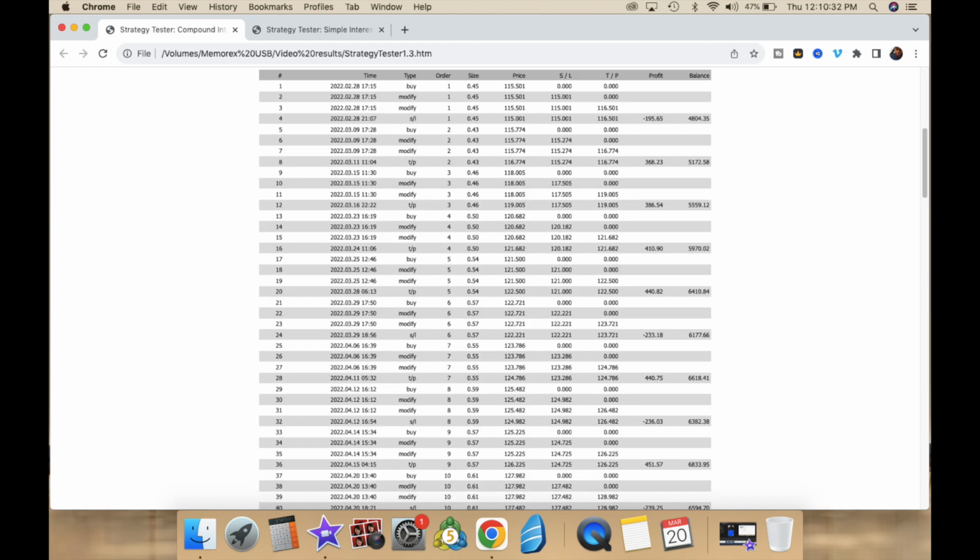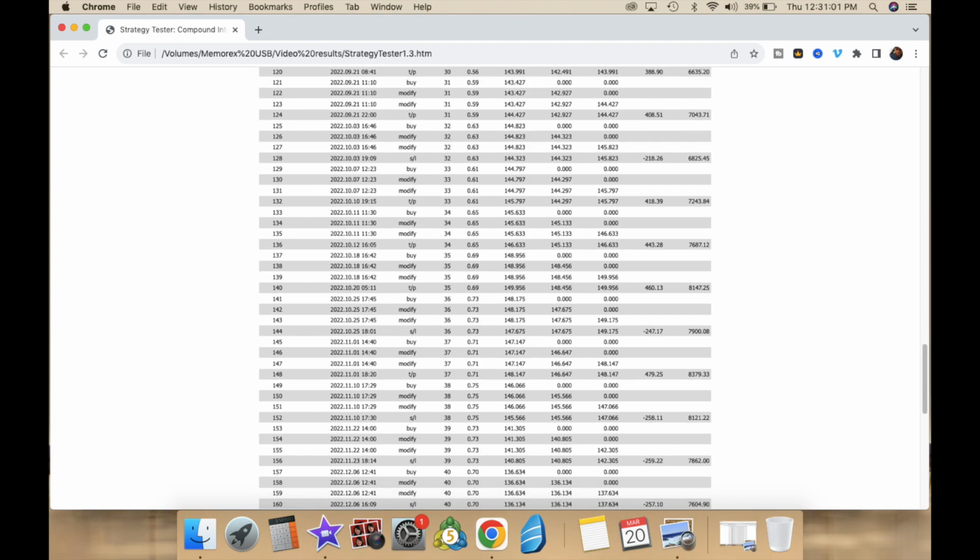And for the compound interest expert advisor, I made sure to use the same starting lot size. So it started out with the 0.45 lot size. The max lot size that it got up to was 0.75, and as you can see, it returned to a lot size of 0.67.